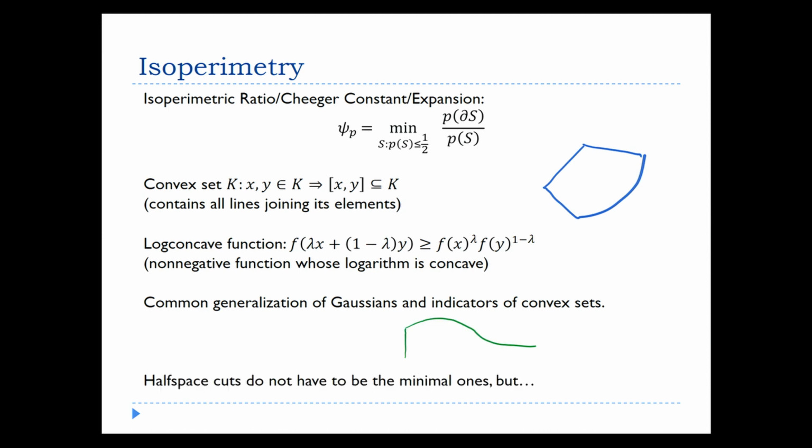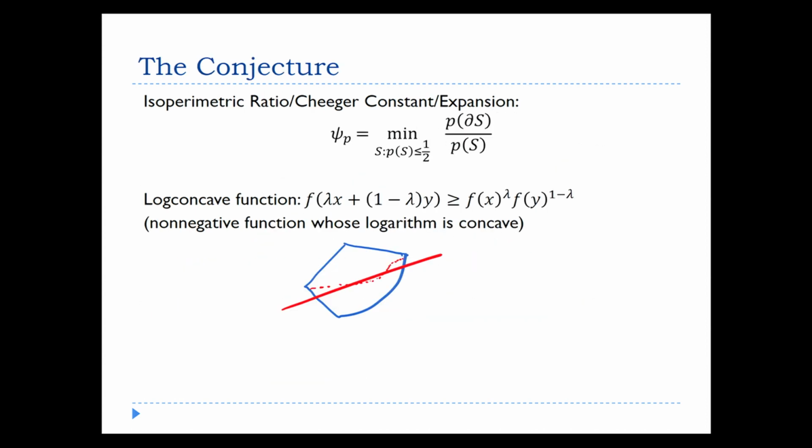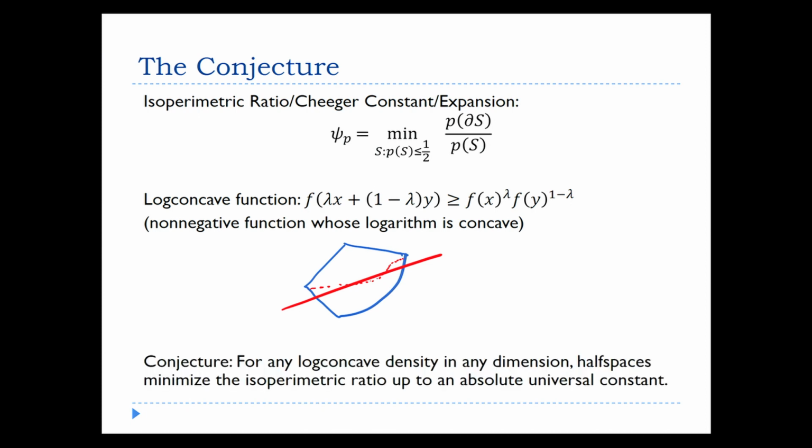Now for these, half space cuts do not have to be the minimal ones anymore, just as even for the triangle. But you could ask, well, they're not the minimal, what are the minimal ones? And so the conjecture is that for any log-concave density in any dimension, half spaces will minimize the Cheeger constant, the isoperimetric ratio, up to a universal constant, independent of the dimension and the measure and so on. Okay.